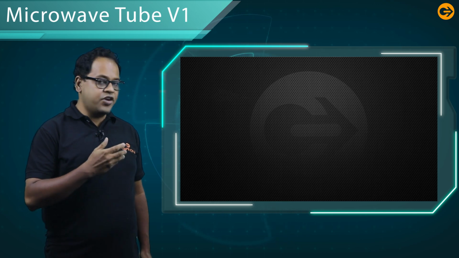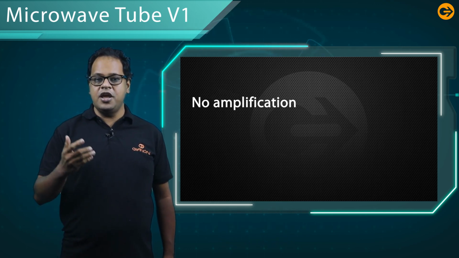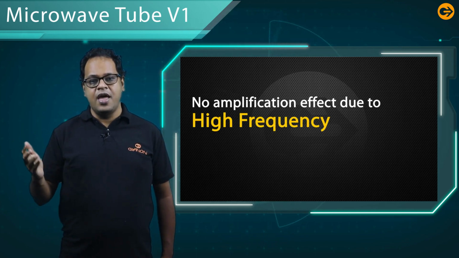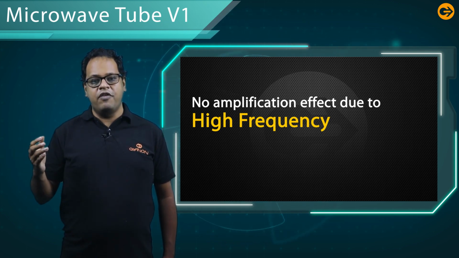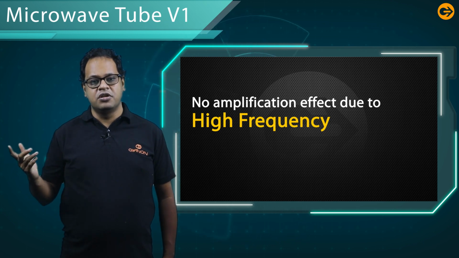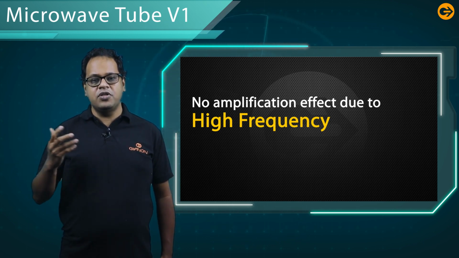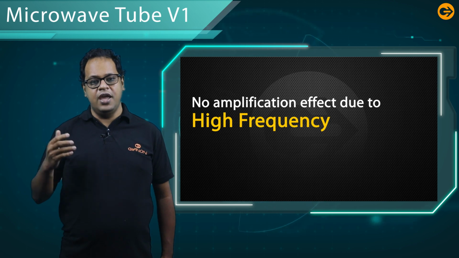Second point is transit time effect. That means here we are using high frequency. As the frequency is high, there is no amplification effect of the signal or the information. So, with respect to the second point, the traditional tube is again rejected.